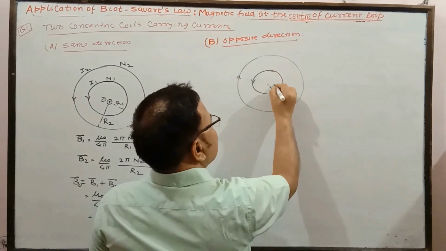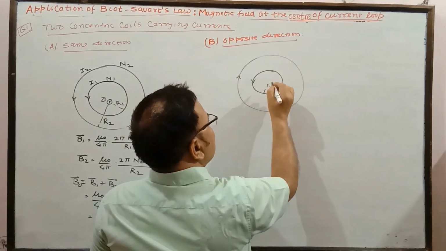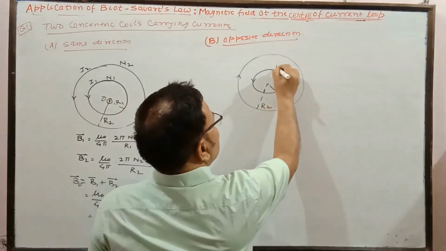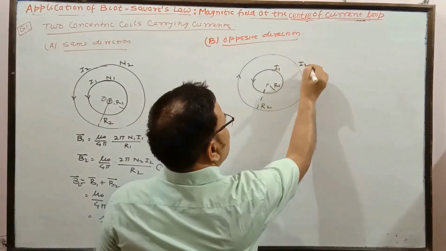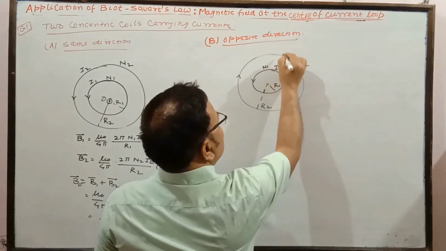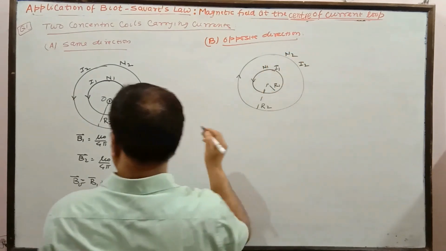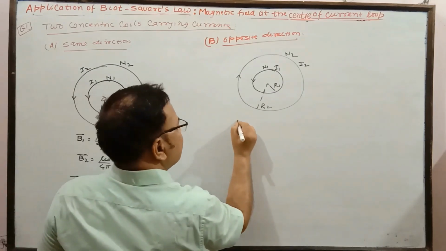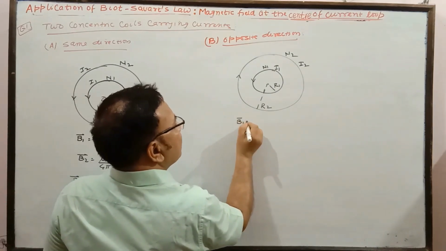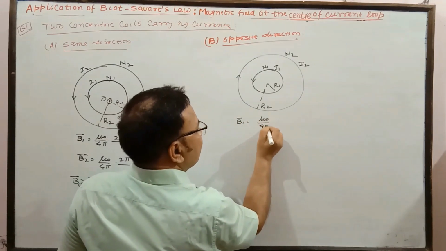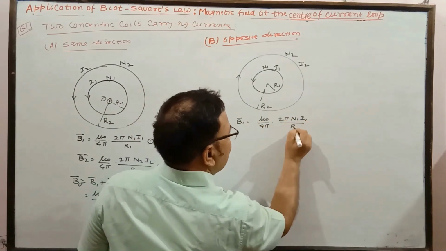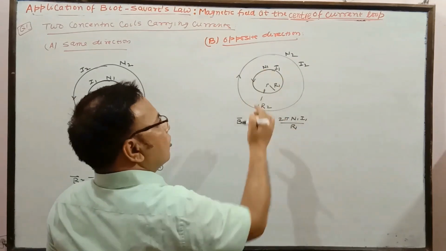This is having radius R1, this is having outer one as R2. Inner one, say the current is I1, outer current I2. Number of turns N1, number of turns N2. In the same way, the formula remains same for the magnetic field at the center. So here B inner one or B1, you can say this is mu naught upon 4 pi into 2 pi N1 I1 upon R1.